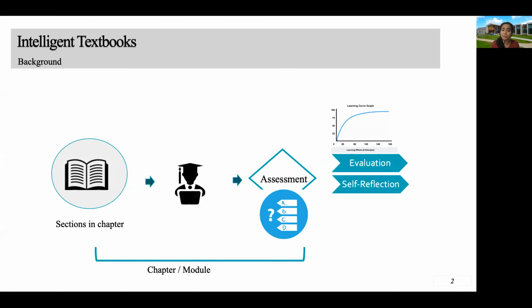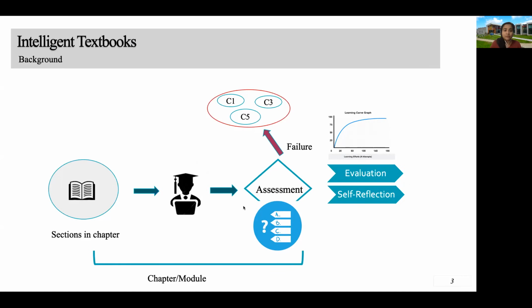Let's dig into some background. We are looking at intelligent textbooks. Intelligent textbooks provide students with an online learning platform where the textbook is divided into chapters or modules. Each module consists of n reading sections followed by an assessment. Assessments help to estimate student learning and provide self-reflection.